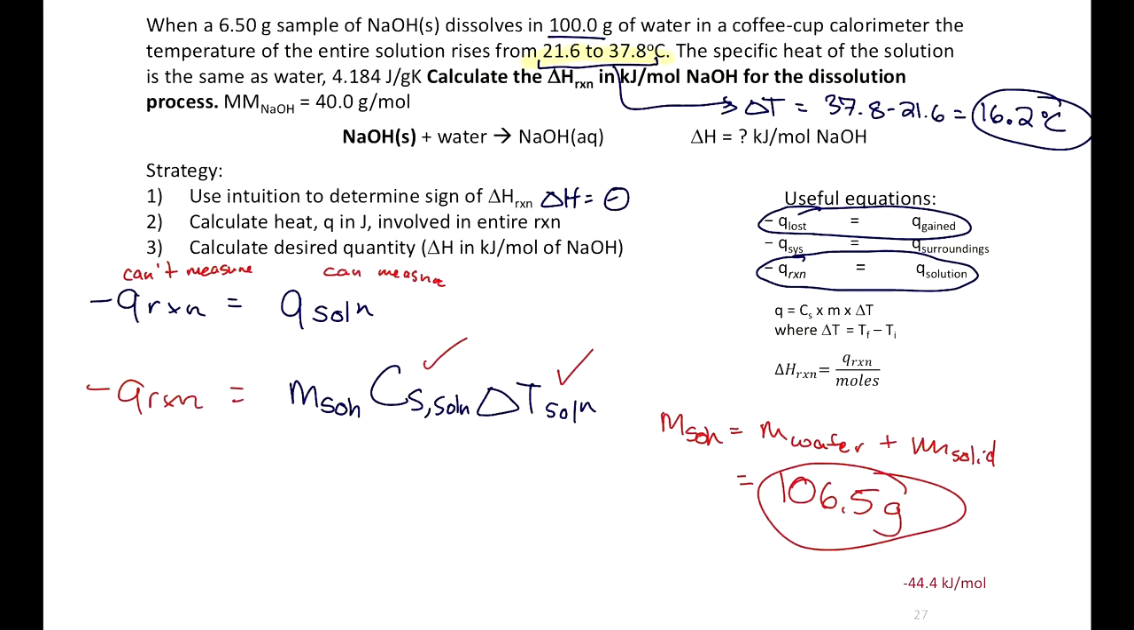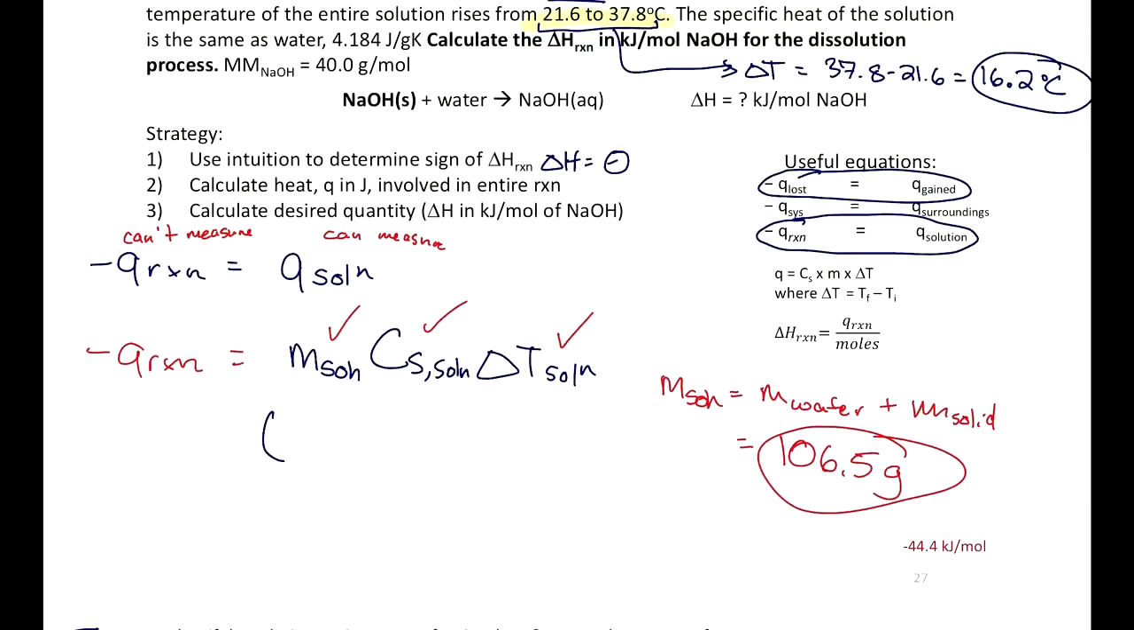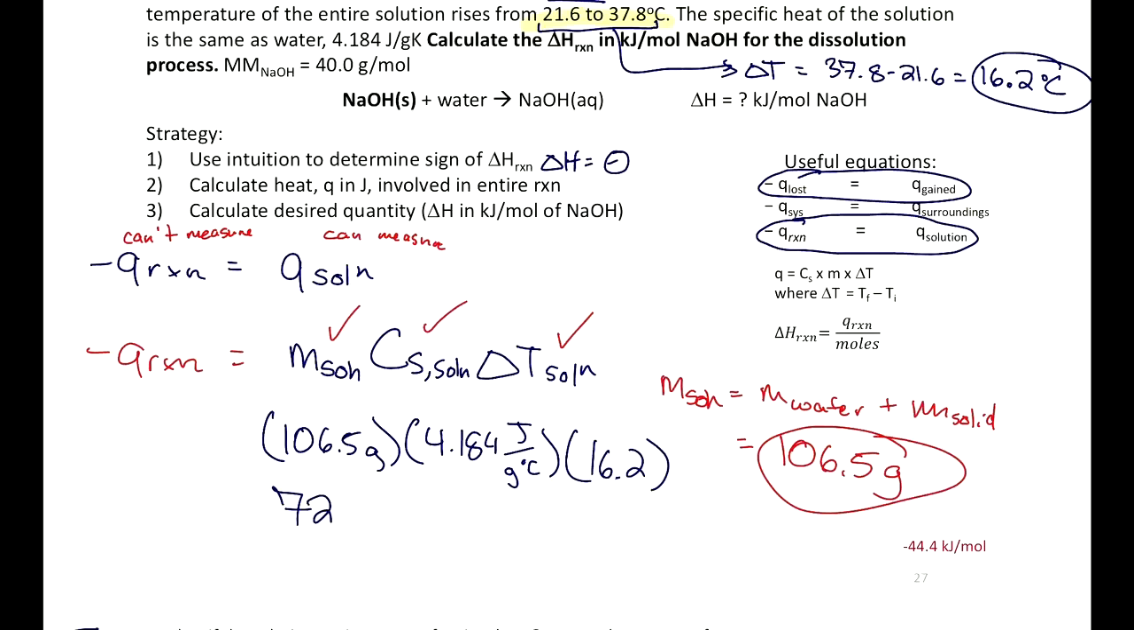Okay, so we have all of those values, so it's just plug and chug now. Mass of your solution is 106.5 grams. Specific heat is 4.184 joules per gram degrees Celsius. Delta T is 16.2. Multiply all those things together and you see that 7,220 joules of heat was involved to heat up all of that water. That's how much heat was required to heat up that water.